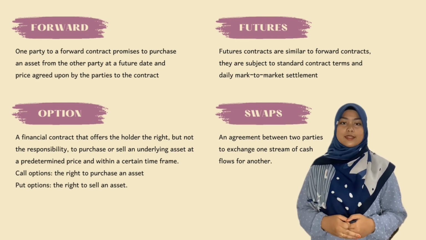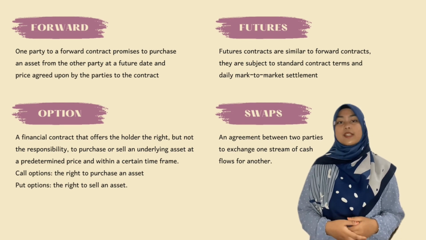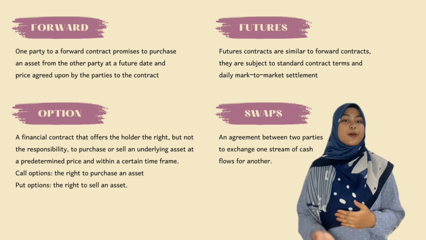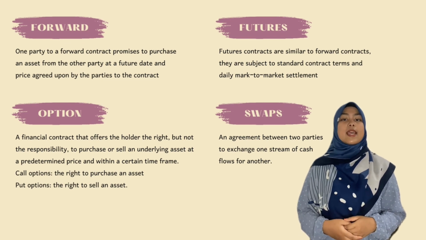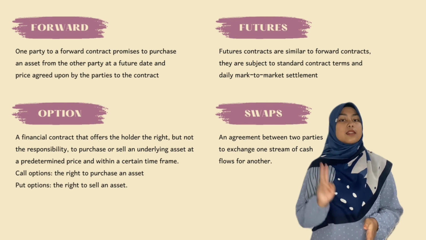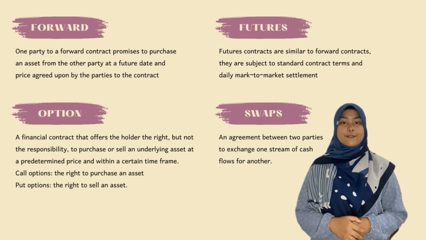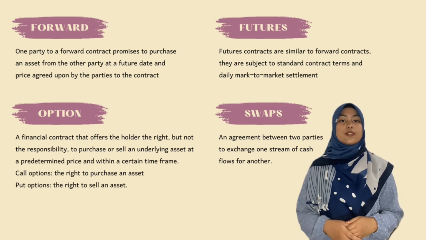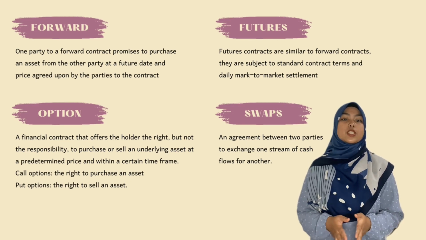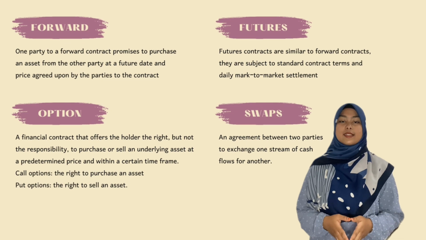Third is option. An option is a financial contract that gives the holder the right, but not the obligation, to buy or sell an underlying asset at a specified price within a specified time period. There are two main types of options. First is call options, which give the holder the right to buy an asset, and second, put options, which give the holder the right to sell an asset.